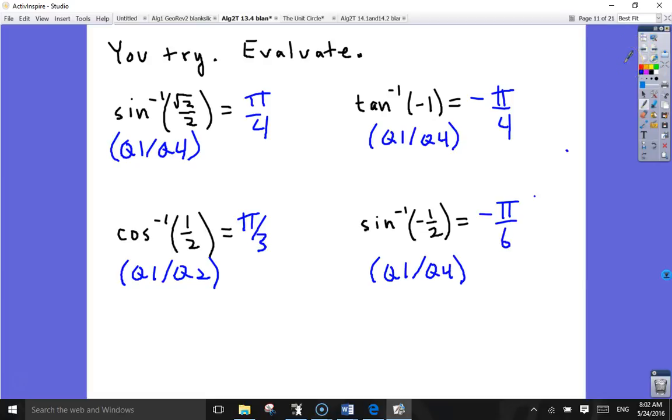Oh, did I mess that up? Sorry about that. On the slide it was negative pi over 2. If you were saying negative 1, it would have been negative pi over 2. Sorry about that.